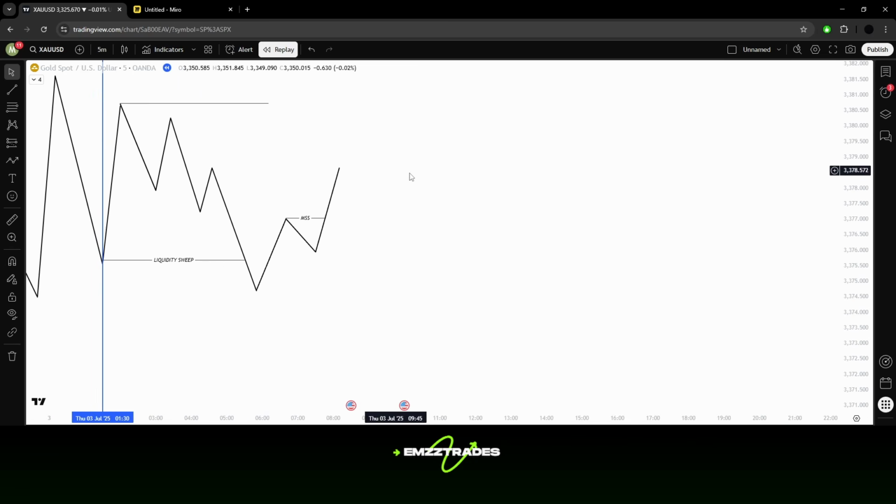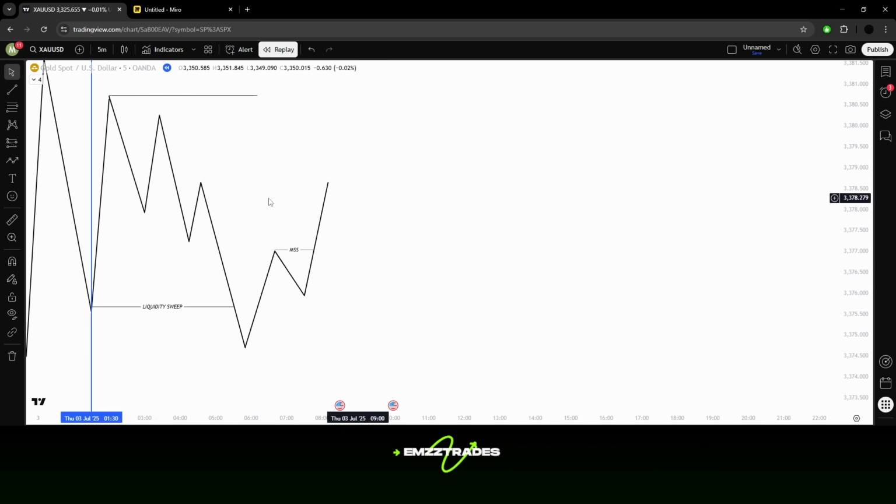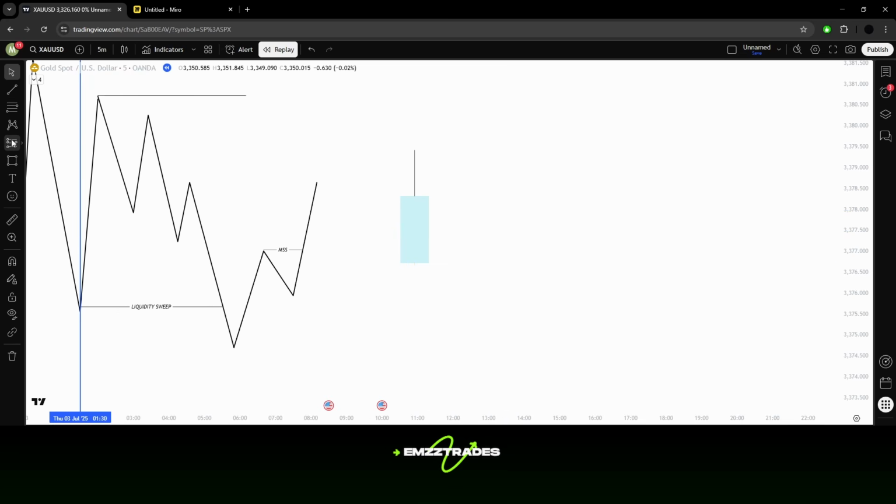But just before that, let me show you how to identify your market structure shift very, very precisely, right? As you can see, we're going to have a 3 candle pattern. This will be candle number 1. Let me just make this a little bit smaller. As you can see, that's candle number 1.